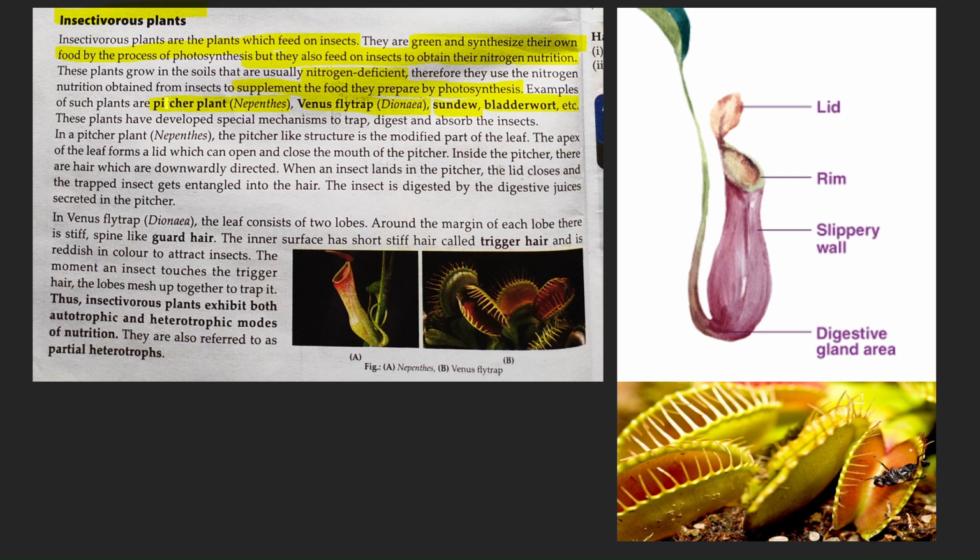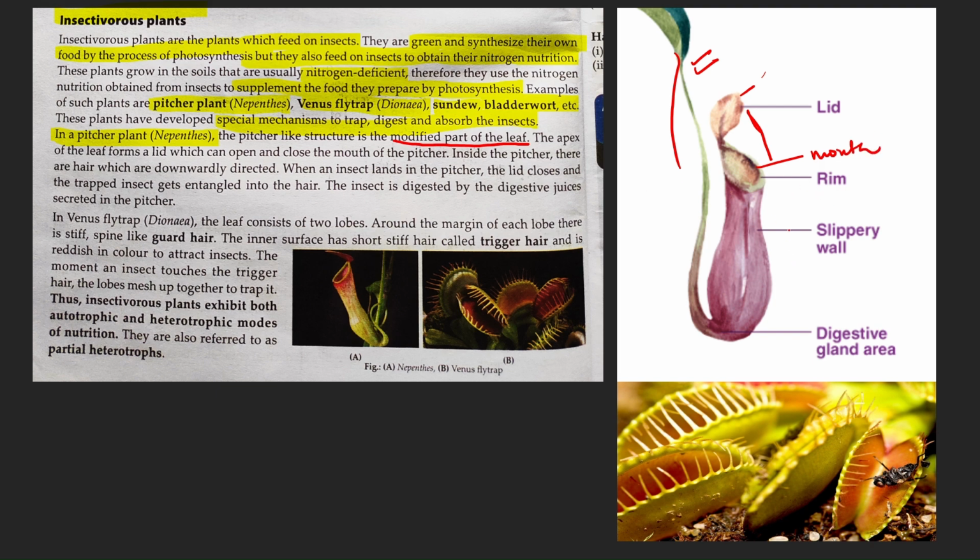These plants have developed special mechanisms to trap, digest, and absorb the insects. In pitcher plant, very important, the pitcher is a modified part of the leaf. So this is the leaf. It modifies to become this pitcher plant. The apex of the leaf forms a lid which can open and close, and this is the mouth of the pitcher. Mouth or a rim as mentioned here.